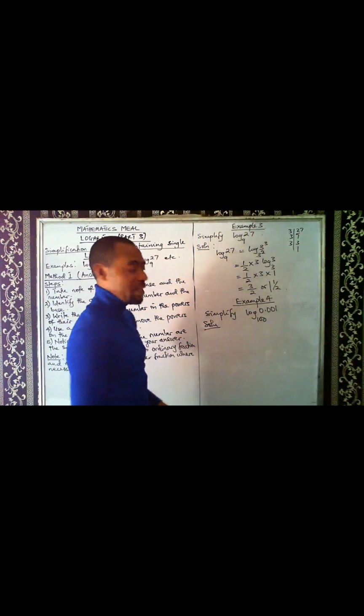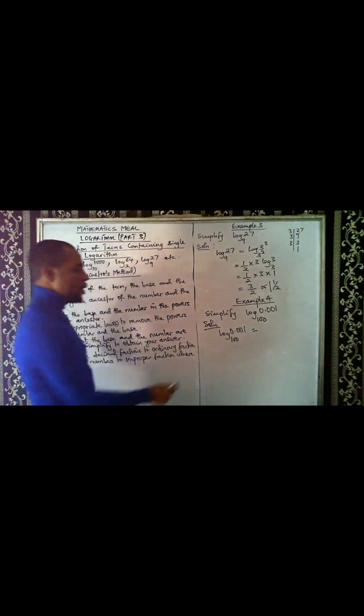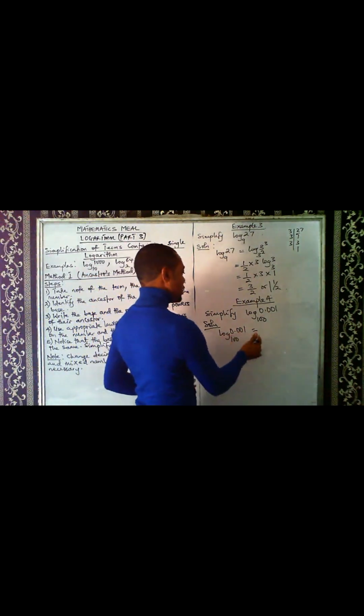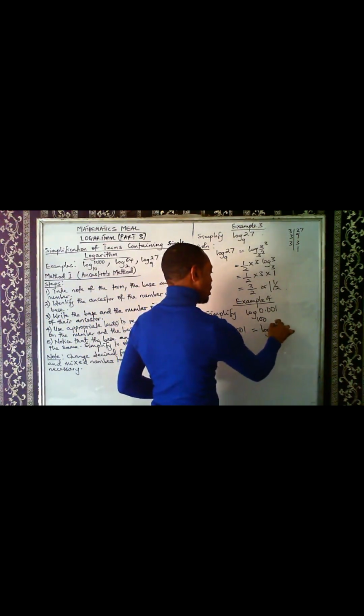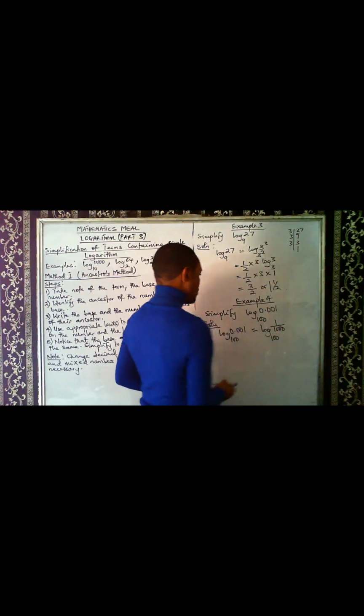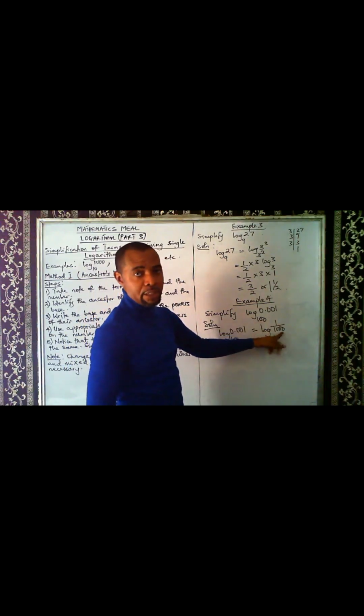So in this case, we have a decimal. So let's go together. So if I have log 0.001 in base 100. Now, we say something here: change decimal fractions to ordinary fractions and mixed numbers to improper fractions where necessary. So we have a decimal, right? So we need to change it to ordinary fractions. So that's the first thing we do. We have log of 1 over 1000 in base 100. So it means that 0.001 is actually 1 over 1000. That's what it is.